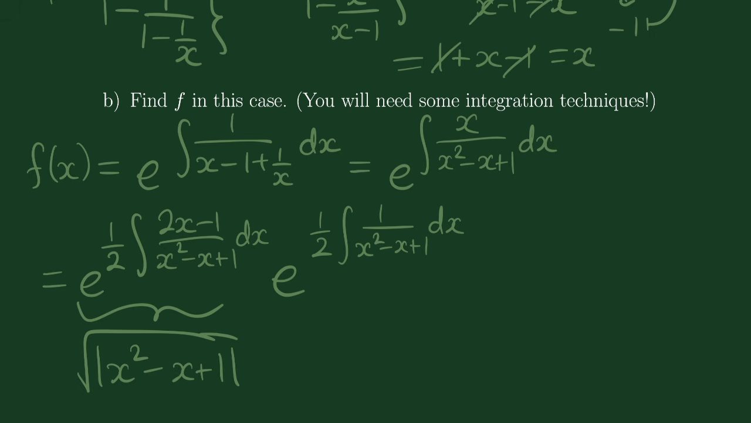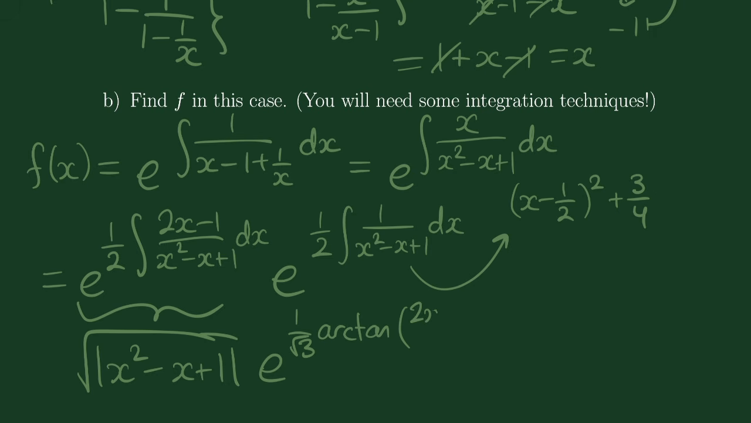And for the second term, we have a quadratic down the bottom, which we can turn into a perfect square by completing the square to get x minus 1 all squared plus 3 over 4. And so this becomes the arctangent. So what we get is e to the power of a half, 1 over root 3 times arctan. And figuring this out, and once we divide by the appropriate term, we end up with 2x minus 1 divided by root 3.